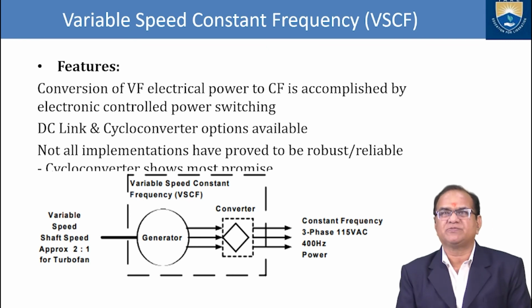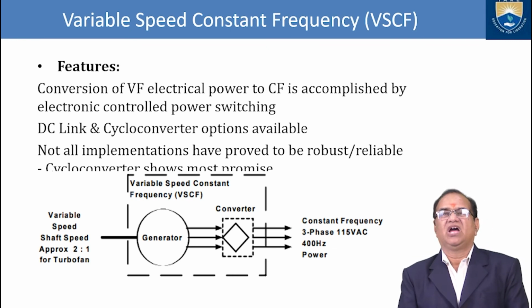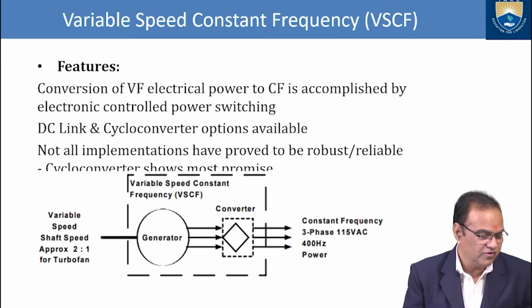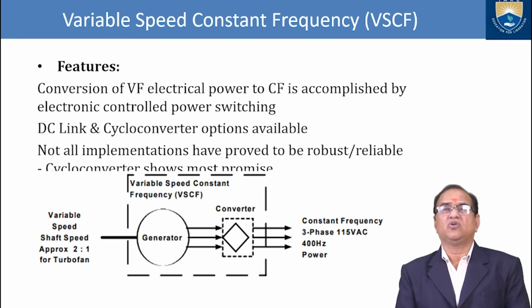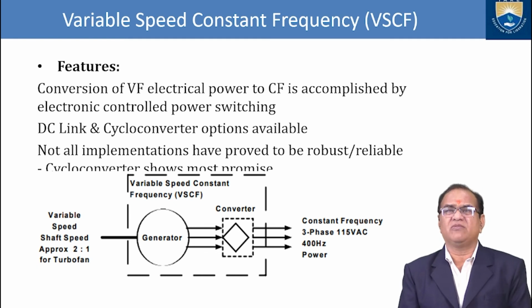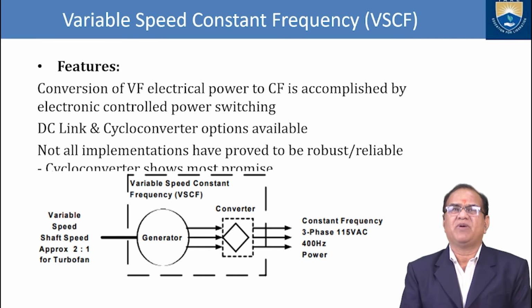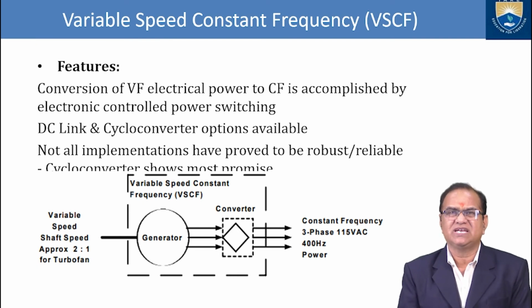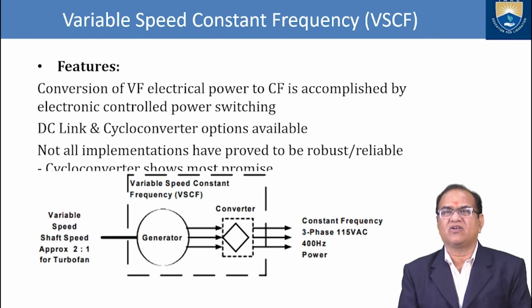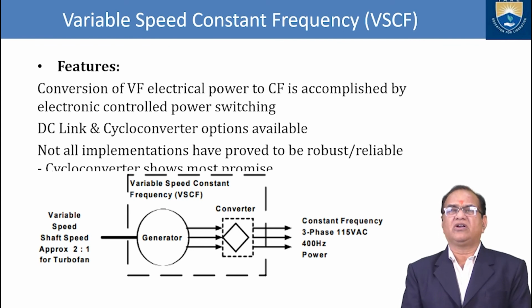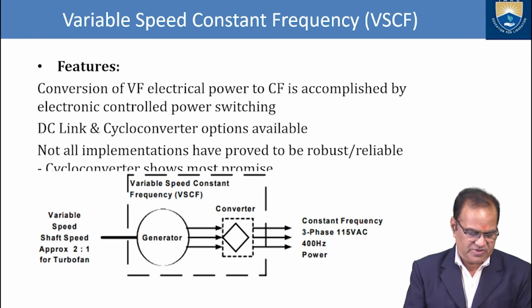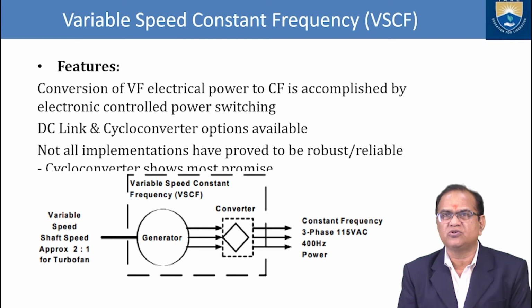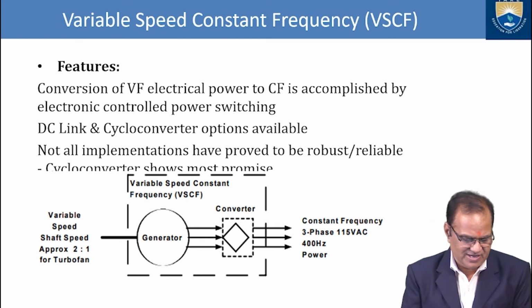Next is variable speed, constant frequency. In this feature, conversion of variable frequency electrical power to constant frequency is accomplished by electronically controlled power switching. DC link and cyclo converter options are available. Not all implementations have proved to be robust and reliable. The cyclo converter shows the most promising system.